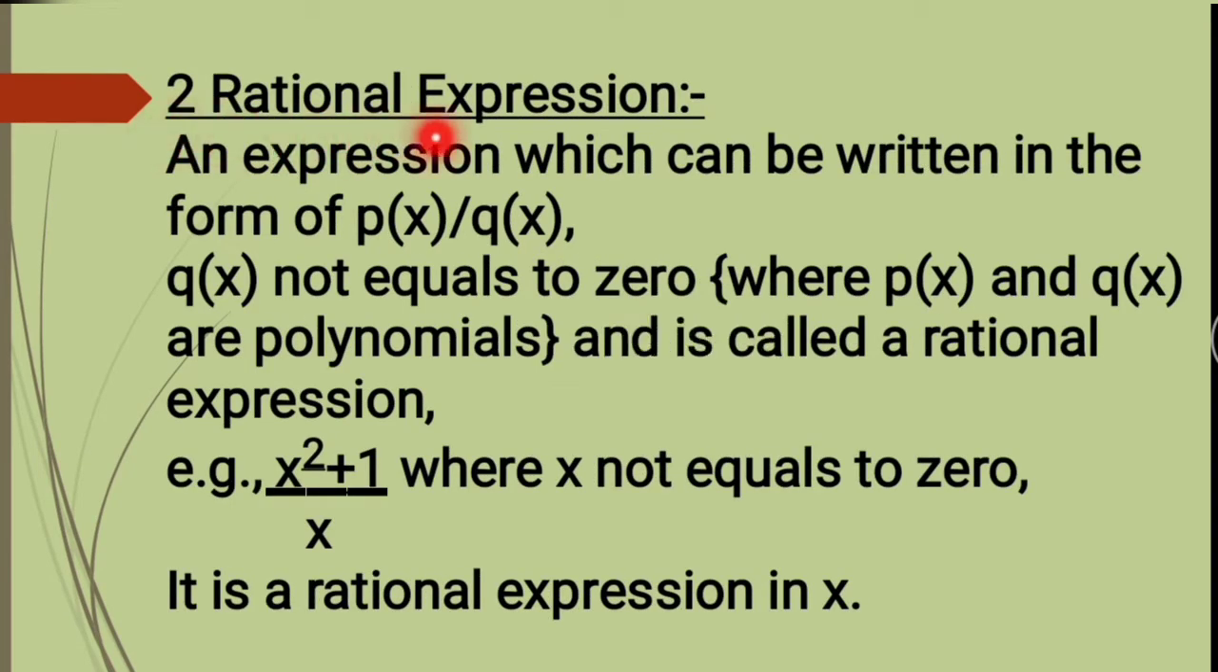Second type, rational expressions. An expression which can be written in the form p(x) upon q(x), q(x) not equal to 0, where p(x) and q(x) are polynomials, is called a rational expression. For example, x square plus 1 upon x, where x is not equal to 0. It is a rational expression in x.